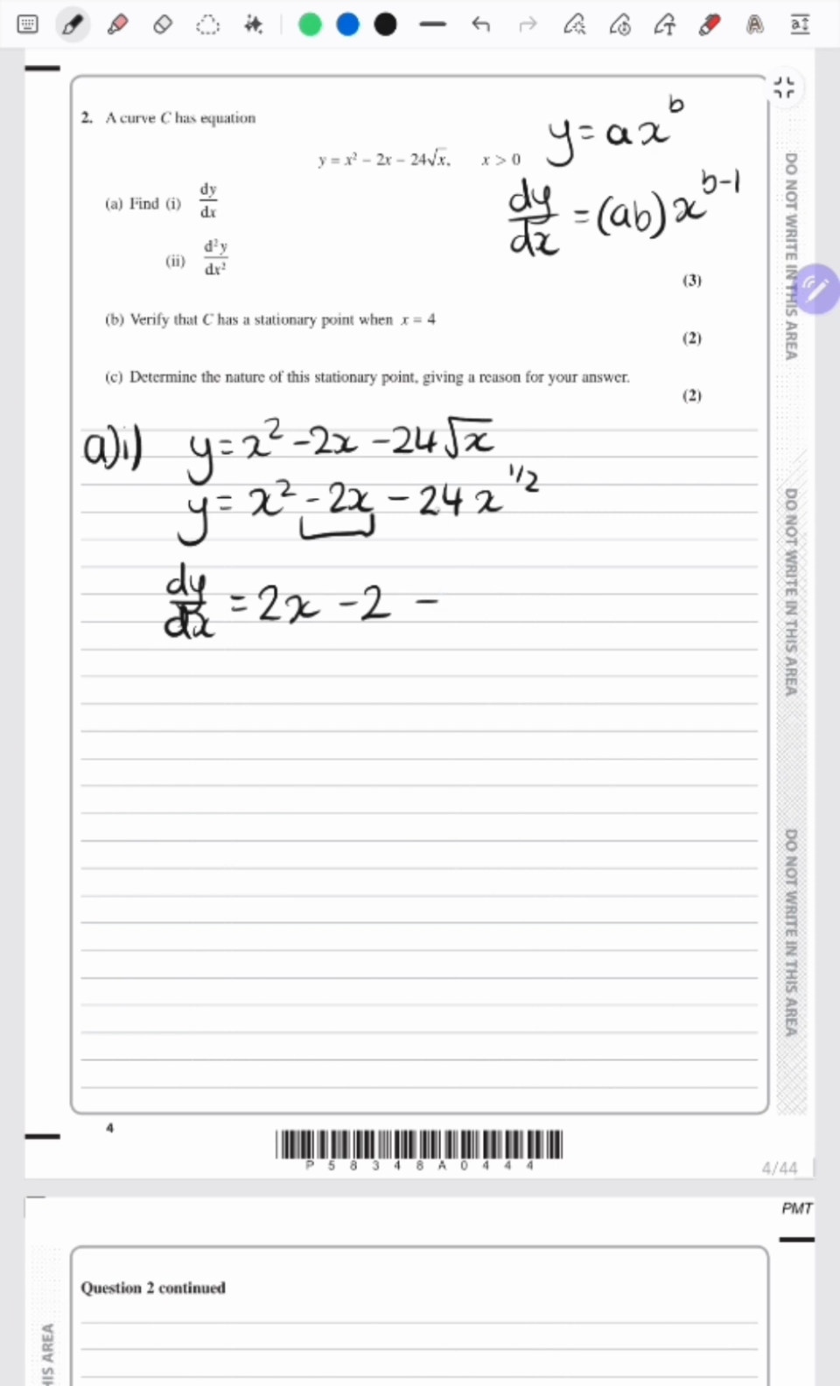Moving on to the final term, minus 24x to the power of a half. Again, we do minus 24 multiplied by a half, which is minus 12x, and then reducing the power by 1, we have 1 over 2 subtract 1. That is the same as 1 over 2 subtract 2 over 2, which is the same as minus 1 over 2. So we have minus 12x to the power of minus 1 over 2. And there we have solved the first part of this problem and differentiated this equation.